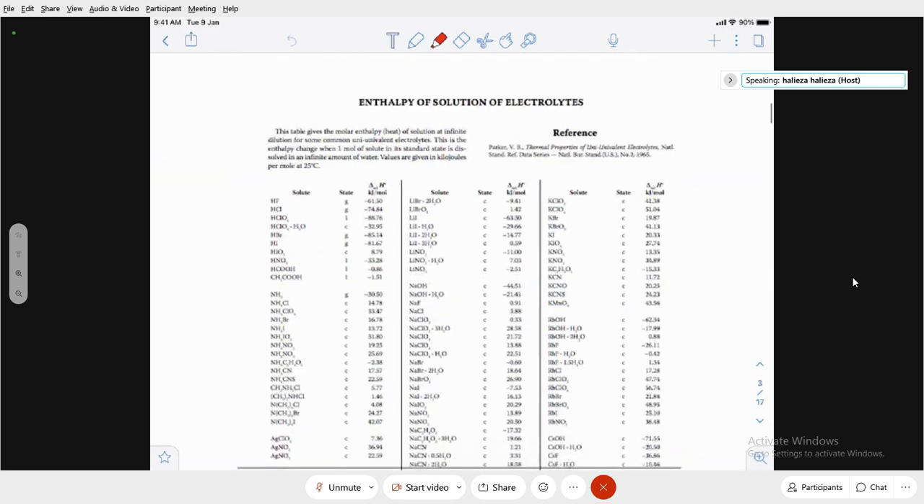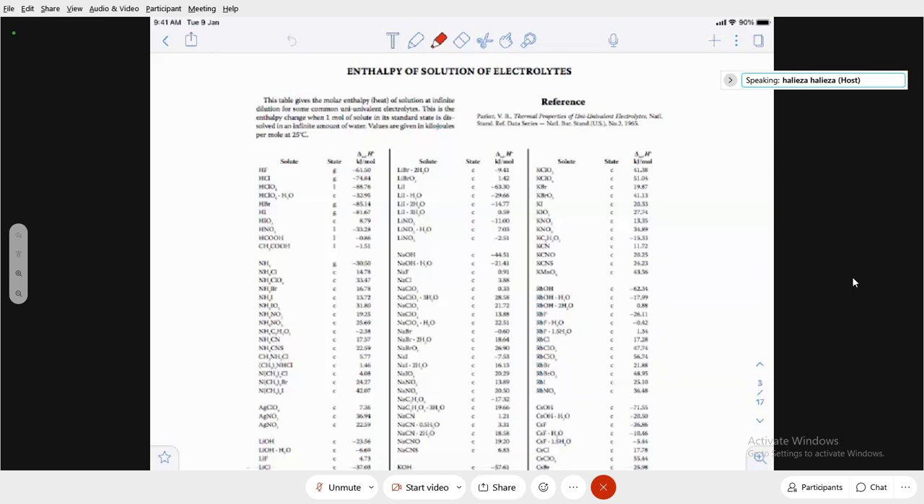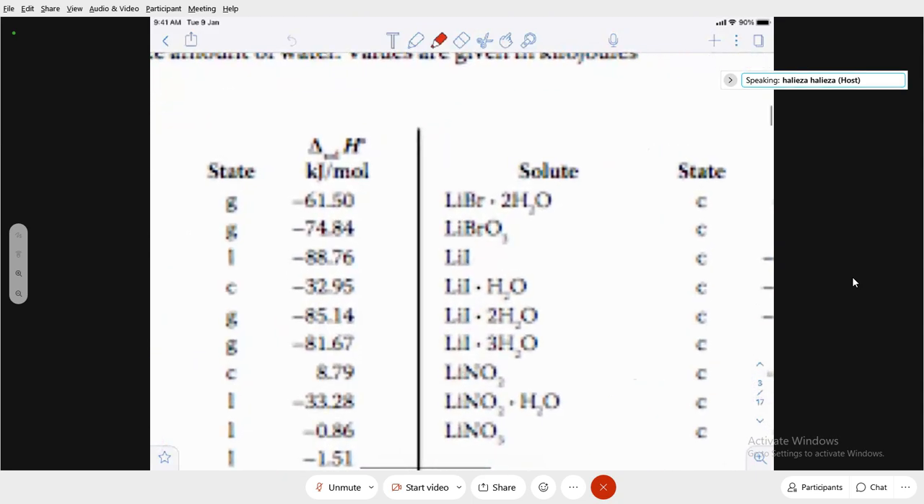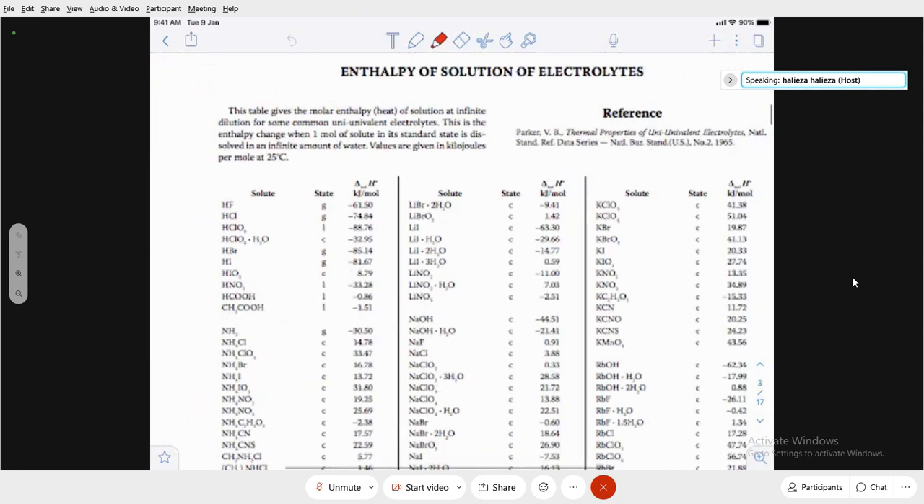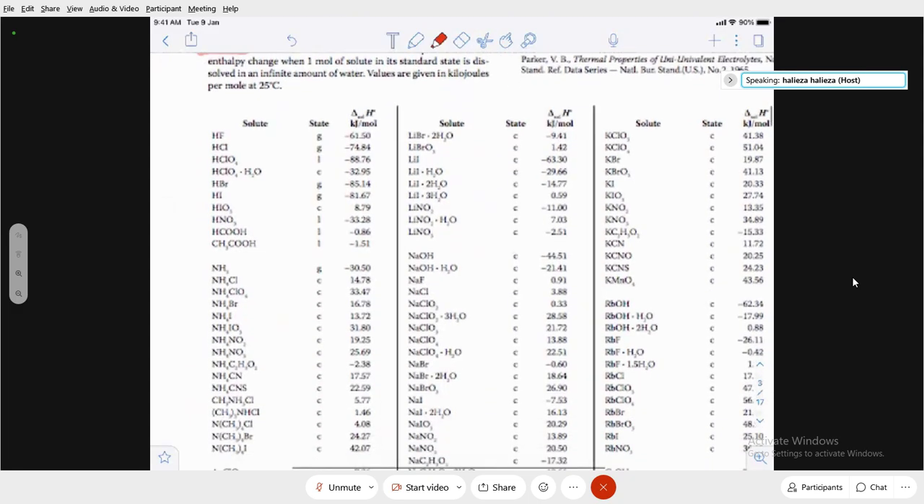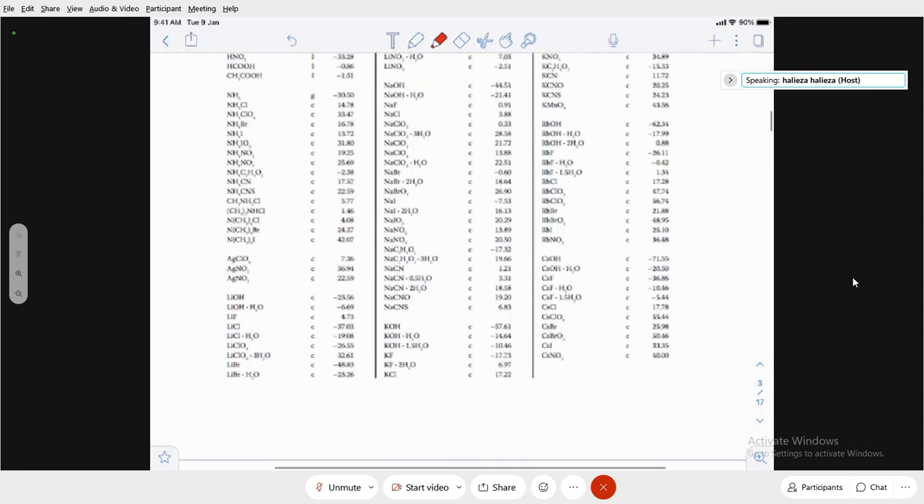You can also get it from other sources. In this case, I think it's from Perry's Handbook. If you look here, you can hardly see your heat of mixing, the molar enthalpy of solution at infinite dilution. That means there's a lot of your solvent compared to your solute. The solutes listed here are many compared to the one given in B11. There's only 3 there. Over here, you have a lot. So this is a very useful table to use.